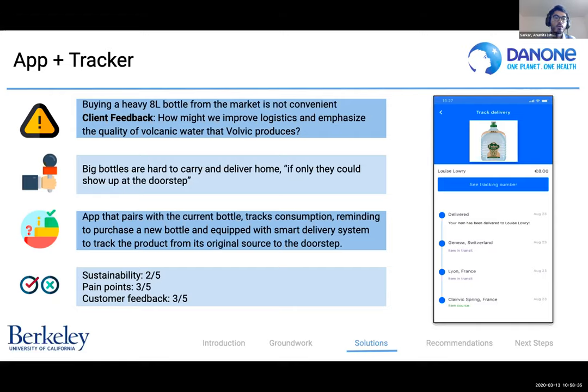People have argued that it's harder to carry big bottles if you're buying them from a market or a store, and the client as well would like to improve the logistics. So this is one possible solution. In terms of customer feedback, people are very interested in this app design, and it solves a lot of the convenience issues. We're looking to see how we can push this forward. So with that, I'll pass the baton back to Gautam.